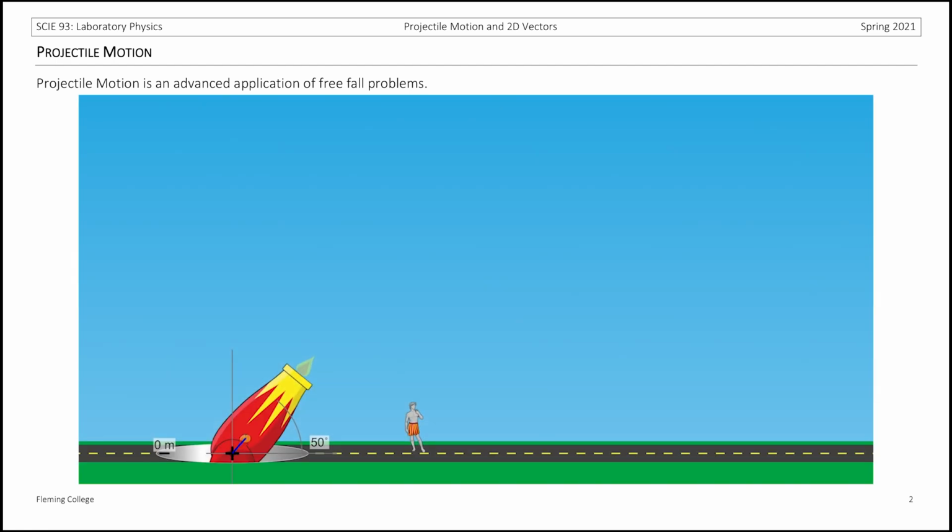Projectile motion is an advanced application of freefall problems that we looked at in 1 dimension. When we think of projectile motion, we're looking at an object that is in free fall with 2 or 3 dimensions of freedom for its movement. In a 2-dimension problem, we'll see the object leave with an initial velocity, travel up and over, before reaching some max height and then beginning to travel down and over.